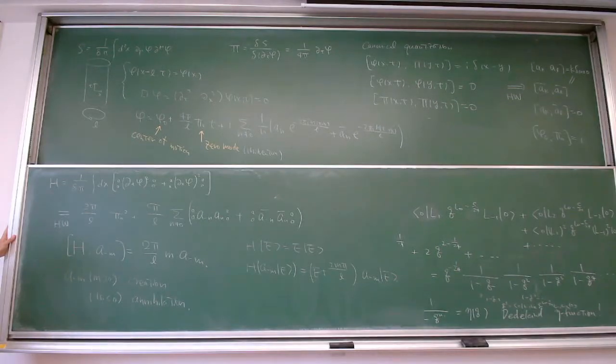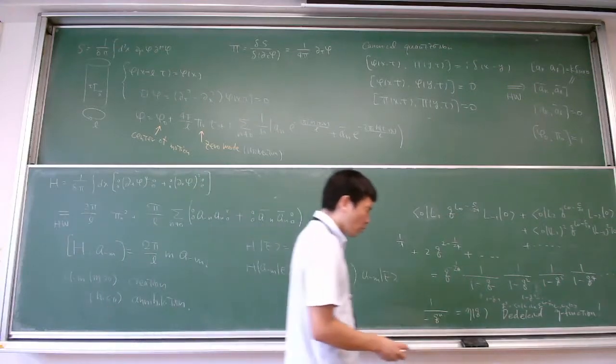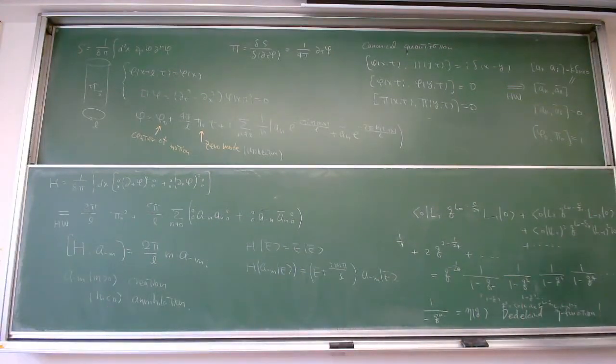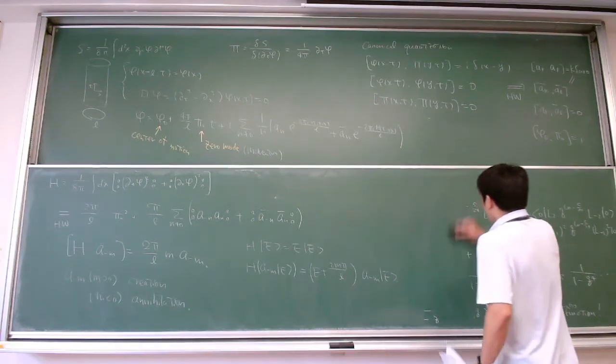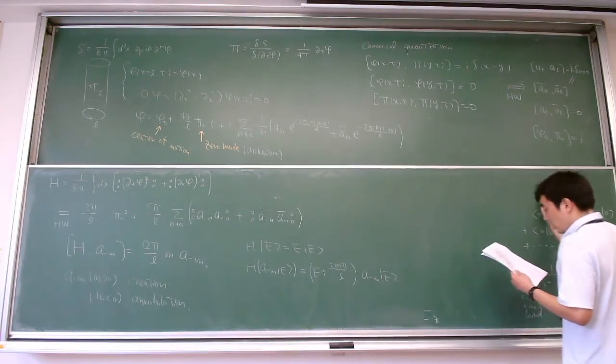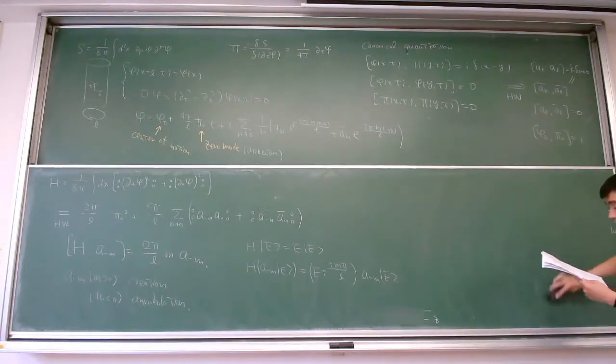Okay, so that's the brief introduction. Technically, the detailed version is relegated to homework. It's a crash course on the quantization of free bosons. Now we will do the Wick rotation and go to the Euclidean version.